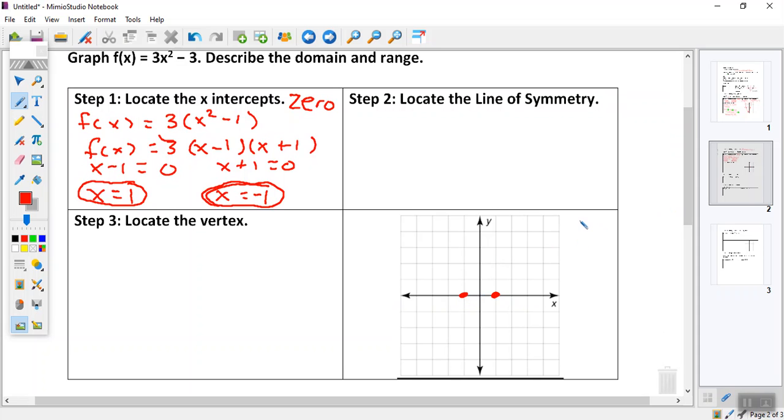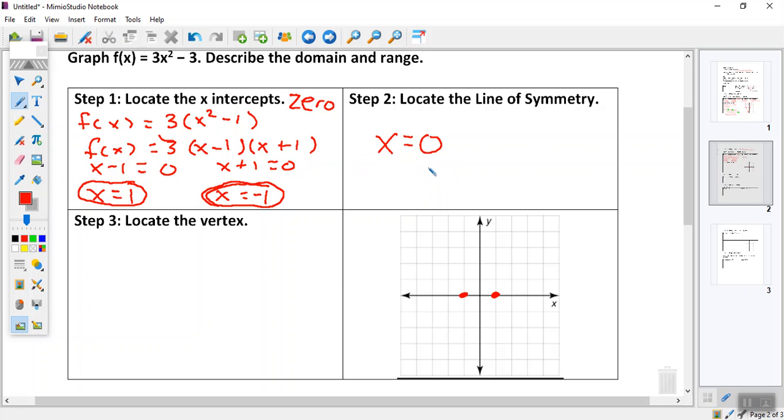Boom. Guys, what's the line of symmetry appear to be then, if 1 and negative 1 are my intercepts? So x equals really what value? 0, you bet. Because if you take these values, 1 and negative 1, and add them, kids, 0 divided by 2 is still going to be what? 0.